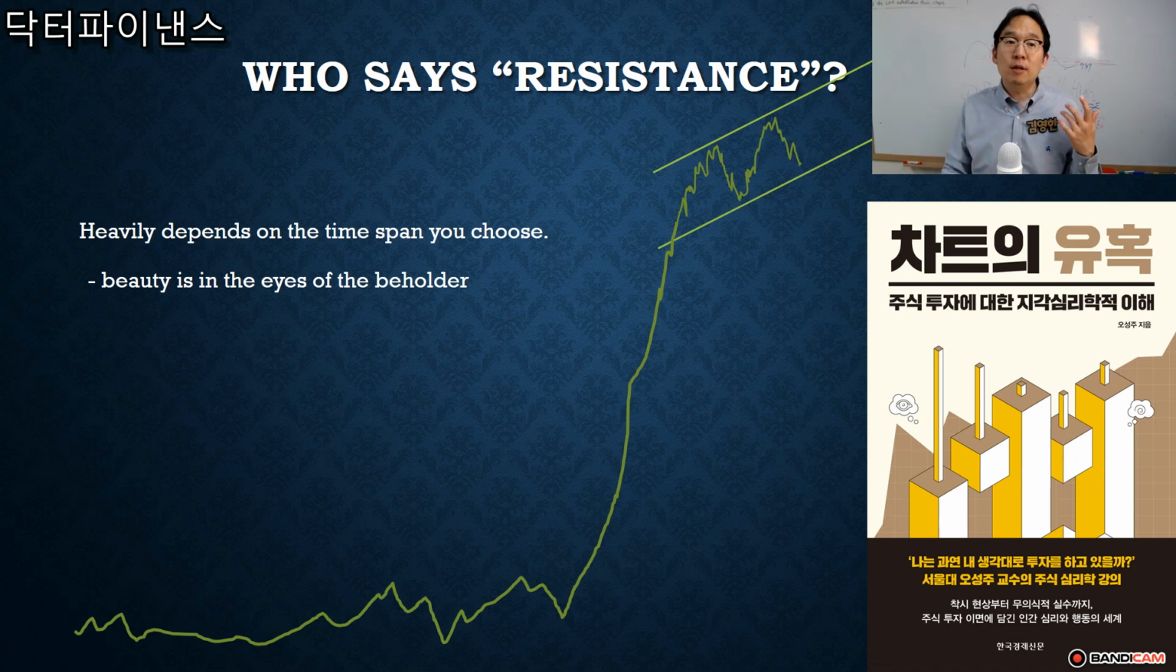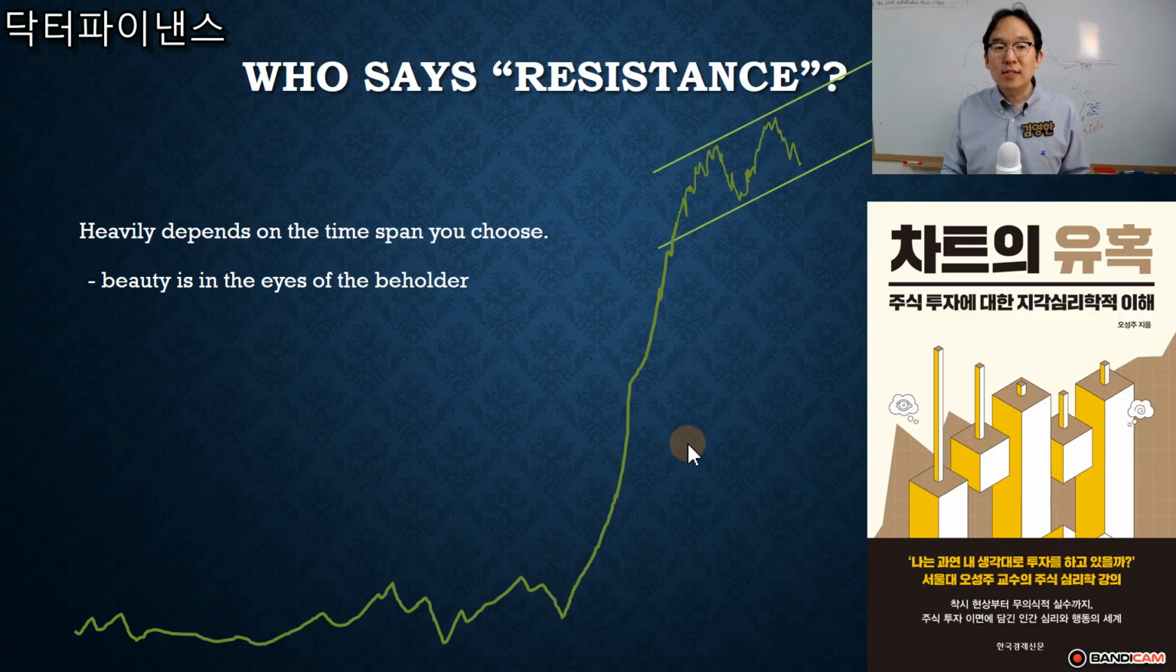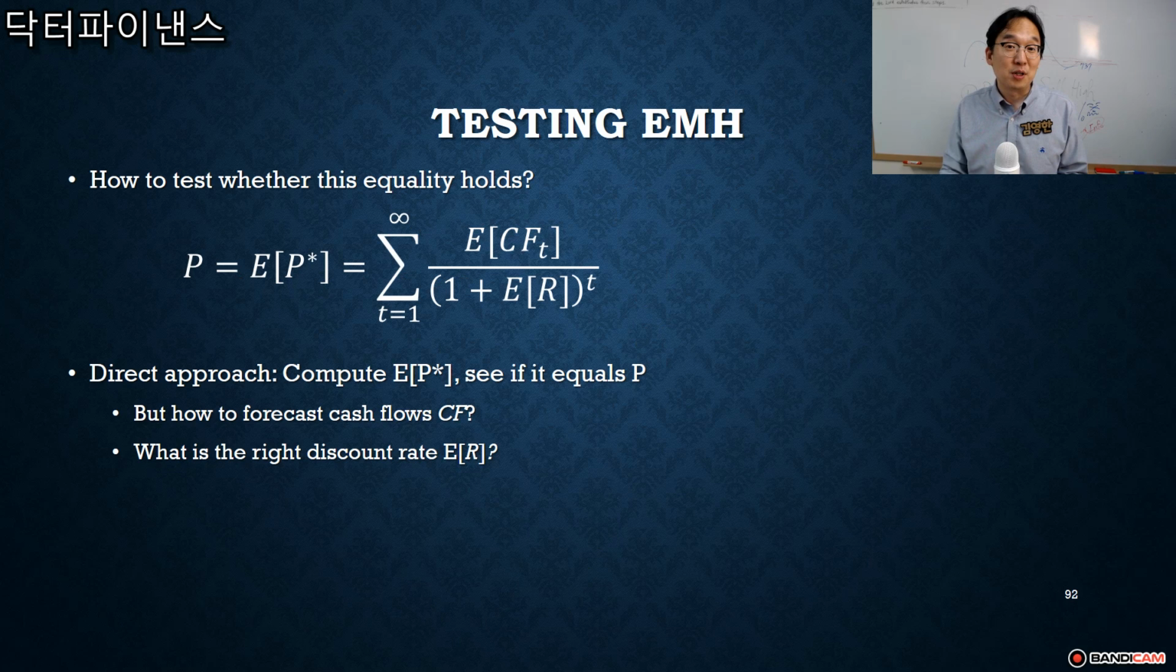And the thing is, the Chartist guys will always say, oh, if you look at this graph, you will find some support line and resistance line, so that the pricing will always be within this band. But who says that it should be a resistance line? The pricing pattern could have been like this. You never know, okay? The beauty is in the eyes of the beholders.